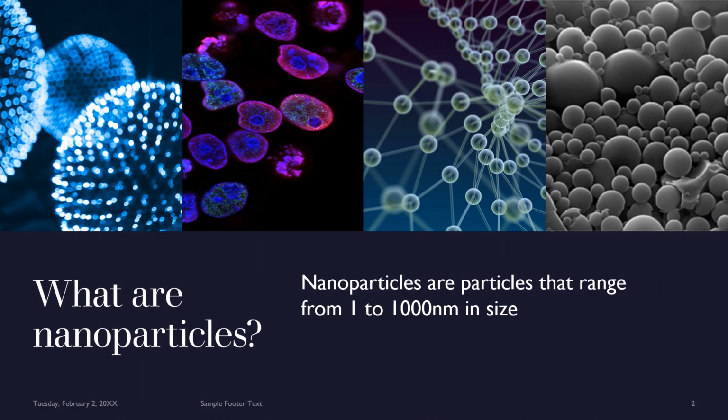What are nanoparticles? Nanoparticles are particles that range from 1 to 1,000 nanometers in size. There are many different types of nanoparticles, such as inorganic metal nanoparticles or polymer-based nanoparticles, which I'll be covering in this video. But first, what is a polymer?